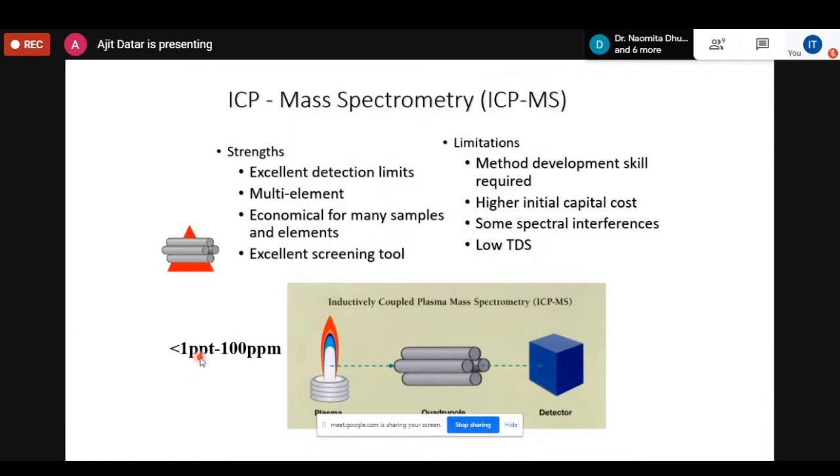Okay, so these are the strengths of this: excellent detection limits. It can do a lot of elements together. It is economical for many samples, and an excellent screening tool, so you can find out what is there. You require some method development skills, so good analytical skills are required. Higher initial capital costs, so costly, and some spectral interferences can come because one element can give you several lines.